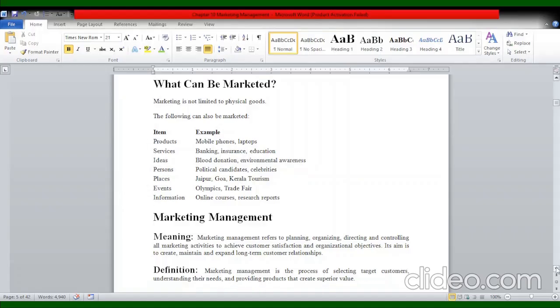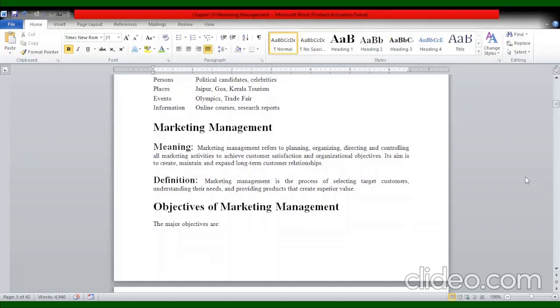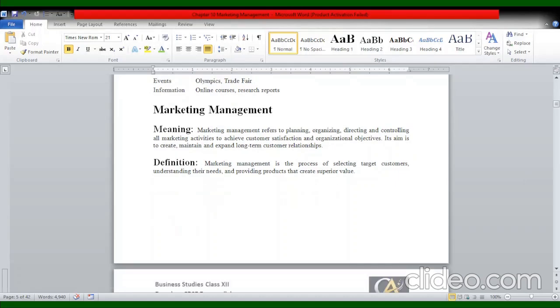Next is marketing management. Today we are also working on how your marketing will be managed, and this is a very important topic that we will discuss. Marketing management refers to the planning, organizing, directing, and controlling of all the marketing activities to achieve customer satisfaction and organizational objectives. Its aim is to create, maintain, and expand long-term customer relationships.